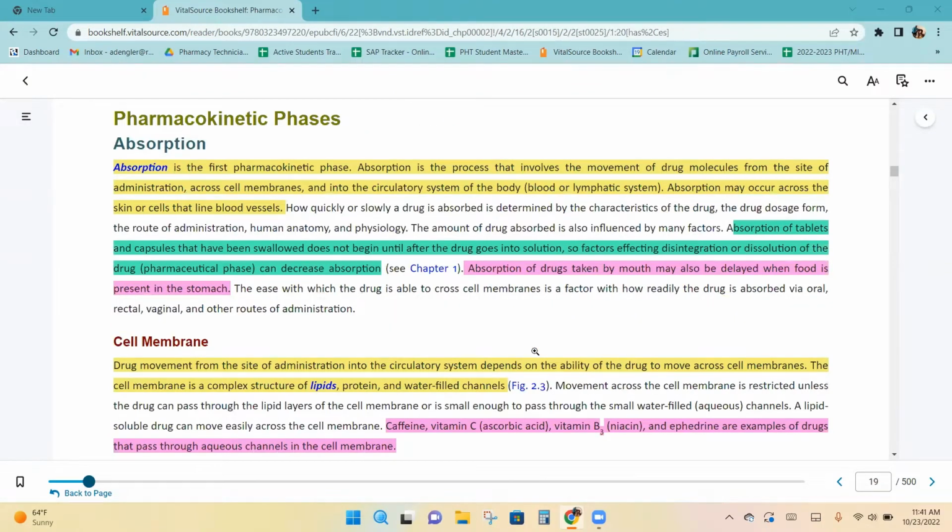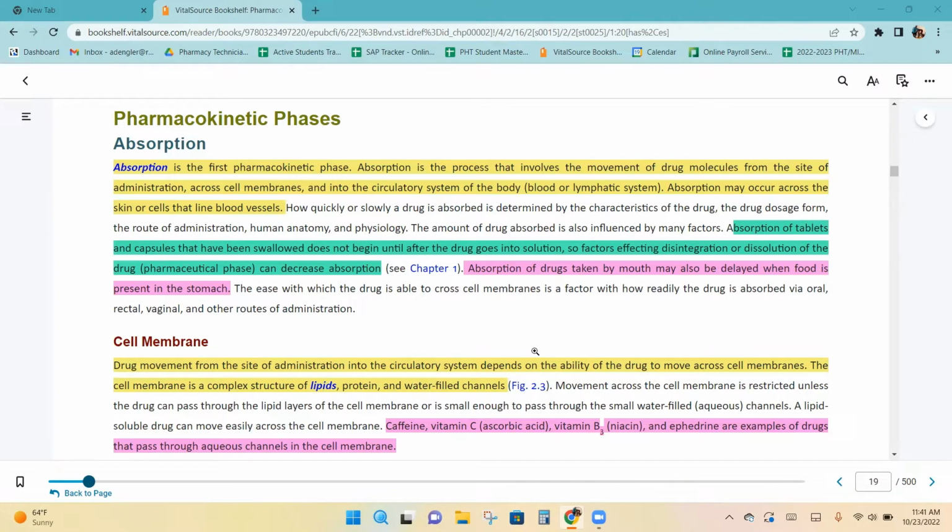Absorption is the first pharmacokinetic phase. Absorption is the process that involves the movement of drug molecules from the site of administration across cell membranes, and into the circulatory system of the body. Absorption may occur across the skin or cells that line the blood vessels. How quickly or slowly a drug is absorbed is determined by the characteristics of the drug dosage form, the route of administration, human anatomy, and physiology.